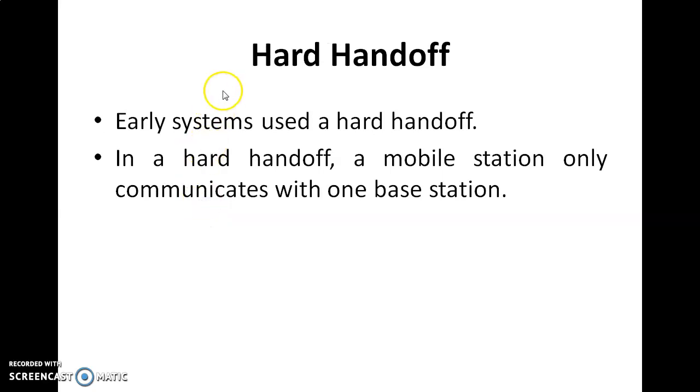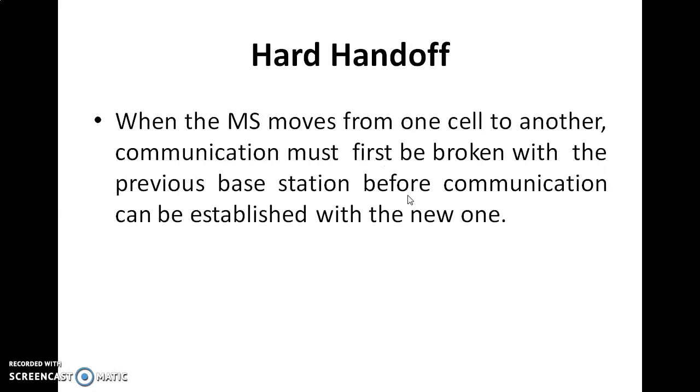Okay, hard handoff. We'll just see what hard and soft handoffs are and how they take place. Earlier systems used hard handoff. In hard handoff, a mobile station communicates with only one base station. So when a MS moves from one cell to another cell, the communication must first be broken with the previous base station before communication can be established with a new one.